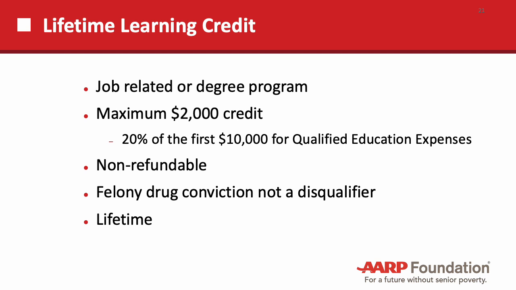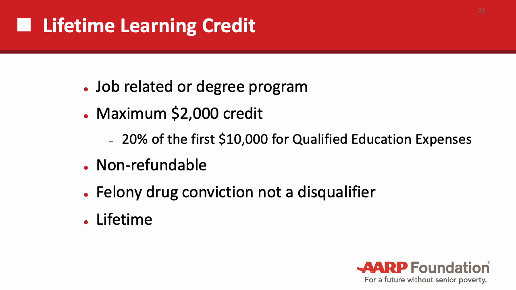Now we're going to focus on the Lifetime Learning Credit. That's where the education is needed for the purpose of getting a job or improving job skills, or could be for a degree program. So a student who's in college for more than 4 years, or going back for a second degree, or taking accounting classes to enhance their resume would take the Lifetime Learning Credit. It's a maximum of $2,000 credit that represents 20% of the first $10,000 of qualified education expenses.